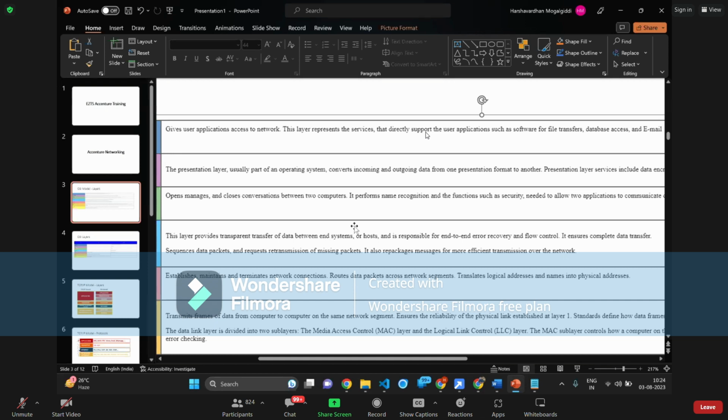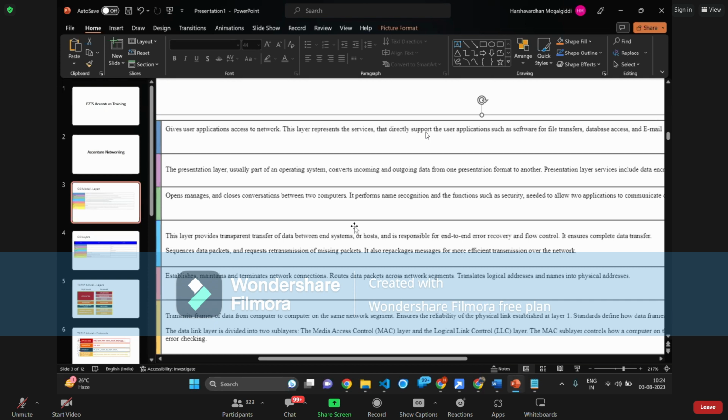Then it requests retransmission of missing packets. What happens is sometimes during the transmission. Transmission means what? Transmission means the sending of data. You're transmitting, you're sending data, right? You're transmitting data means you're sending data. So request retransmission means resending of missing packets.